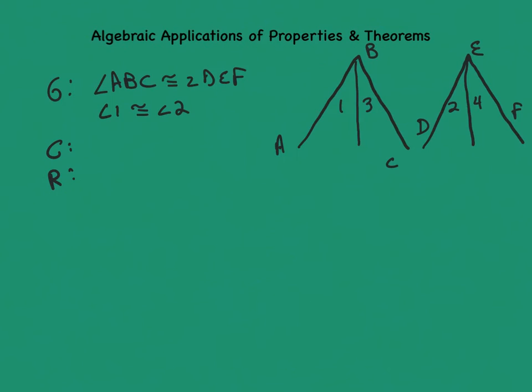All right, for our last example, let's say this information here, that angle ABC is congruent to angle DEF, and angle 1 is congruent to angle 2. What conclusions can we draw, and what would the reason be? Please pause the video and come up with your own conclusion and reason. Well, if we mark the diagram with what we know, we see that angle 1 and angle 2 are congruent, and we know that the larger angles are congruent, so we can say that angle 3 is congruent to angle 4, and the reason would be subtraction of congruent angles.